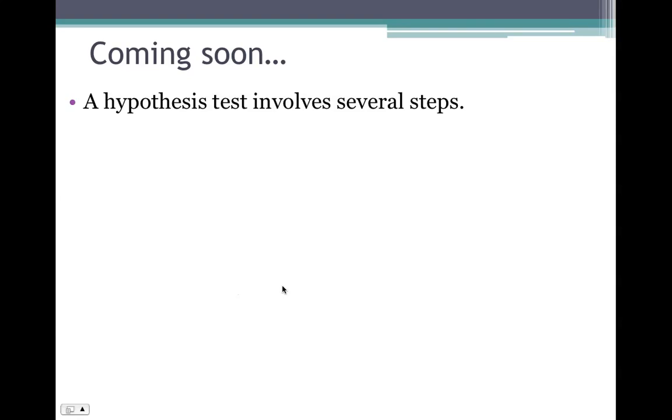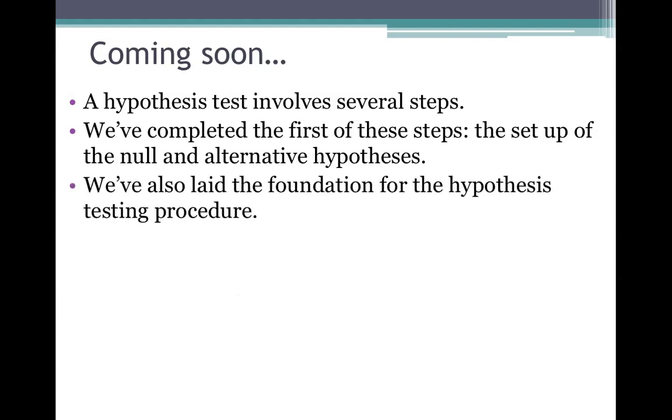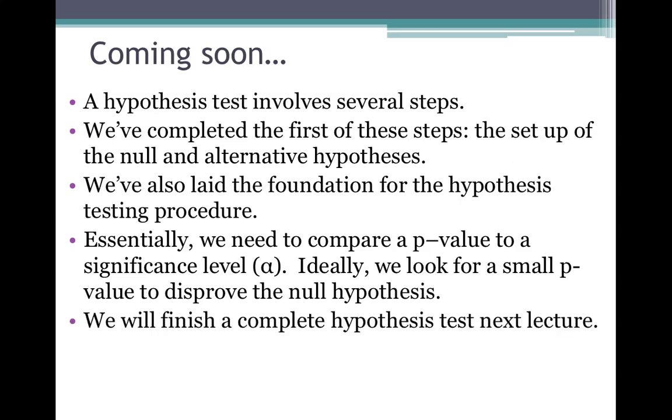Coming soon, we're going to go through an entire hypothesis test. So step by step, we'll have several steps and then we'll come to a conclusion. We completed the first of the steps. We set up the null and alternative hypotheses. We've also laid the foundation for the hypothesis testing procedure. Essentially, we need to compare a p-value to a significance level, which is the alpha. Ideally, we look for small p-values to disprove the null hypothesis.